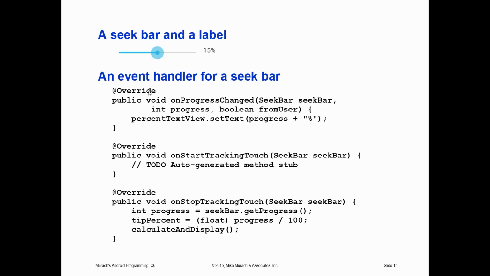The interface specifies three methods: onStartTrackingTouch, which is executed when the user begins to change the progress of the seek bar; onProgressChanged, which is the method executed as the user changes the progress of the seek bar; and onStopTrackingTouch, which is the method executed when the user finishes changing the progress of the seek bar. Since all three of these methods are specified by the interface, you must implement all of them, even if it's just an open and closed set of curlies. But you only need to provide code for the methods that you intend to actually use.